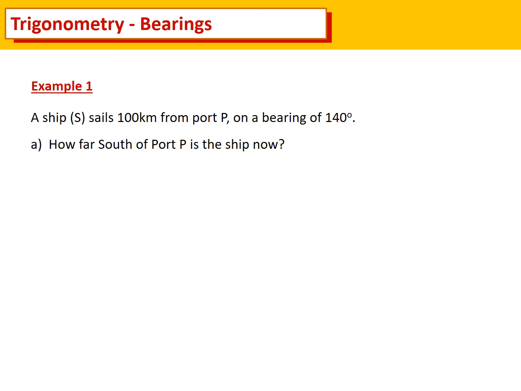So to understand this question, we need to understand what a bearing is. Very quickly, a bearing is measured from the north and it's measured in a clockwise direction. So from that north line, we want to be measuring 140 degrees clockwise, and that would be our bearing. And it tells us that the actual distance travelled is 100 kilometers. So on this length here, we'll put 100 kilometers in.